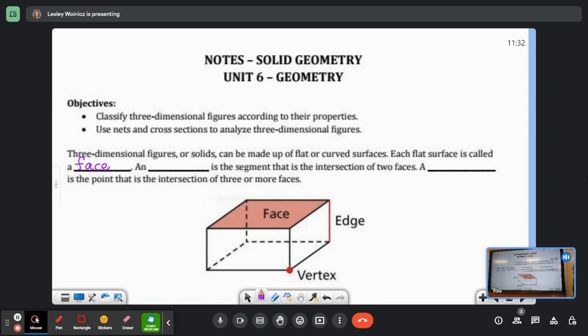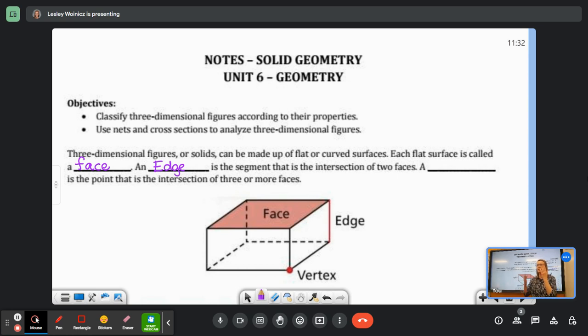An edge, I just forgot what the word was. An edge is the segment that is the intersection of two faces. So back in Unit 1, when we would talk about the intersection of two planes, I made a big stink about how two planes, because they went on forever, had to intersect in a line. Okay? These faces are part of a plane, but it's not the entire plane. So when a face intersects with another face, it just makes a segment of a line and not the whole line. You guys see the difference?